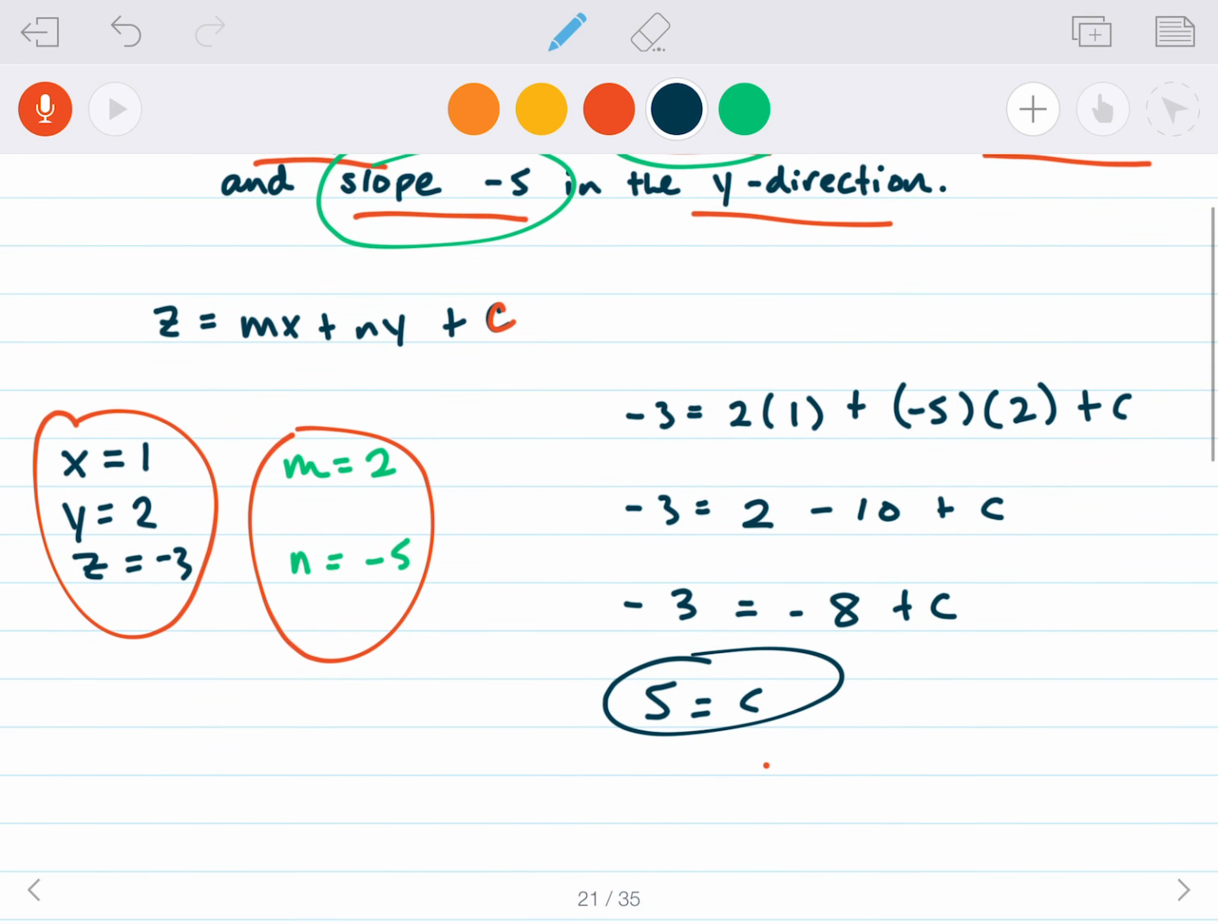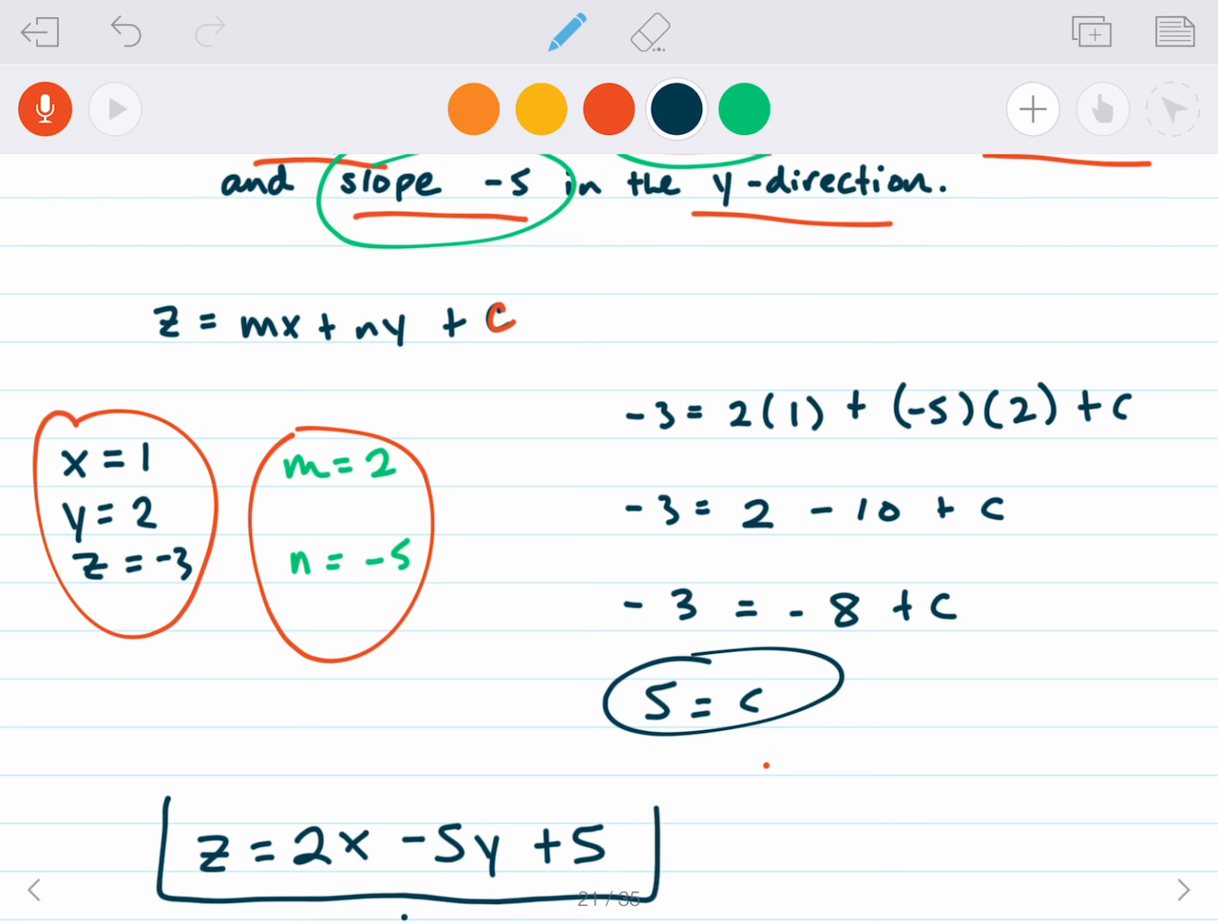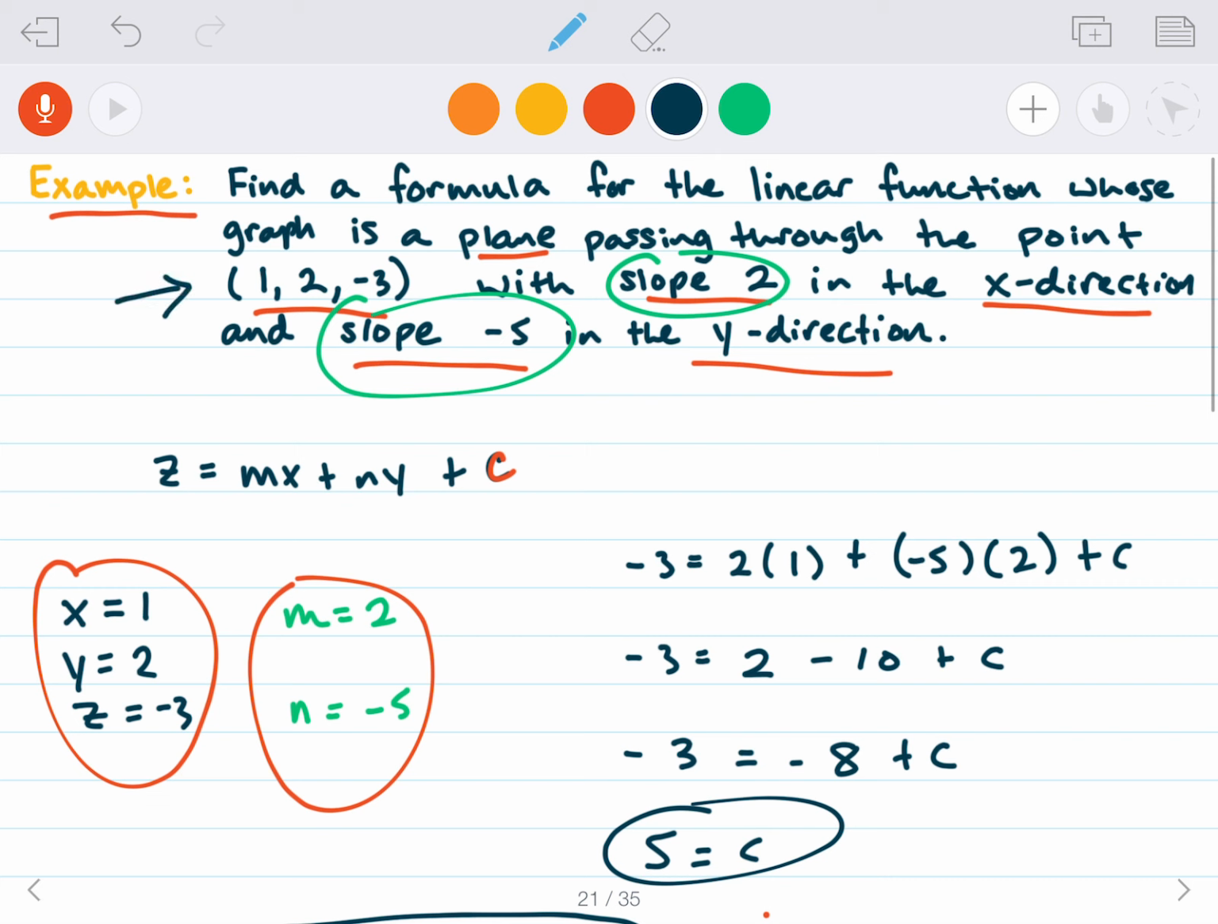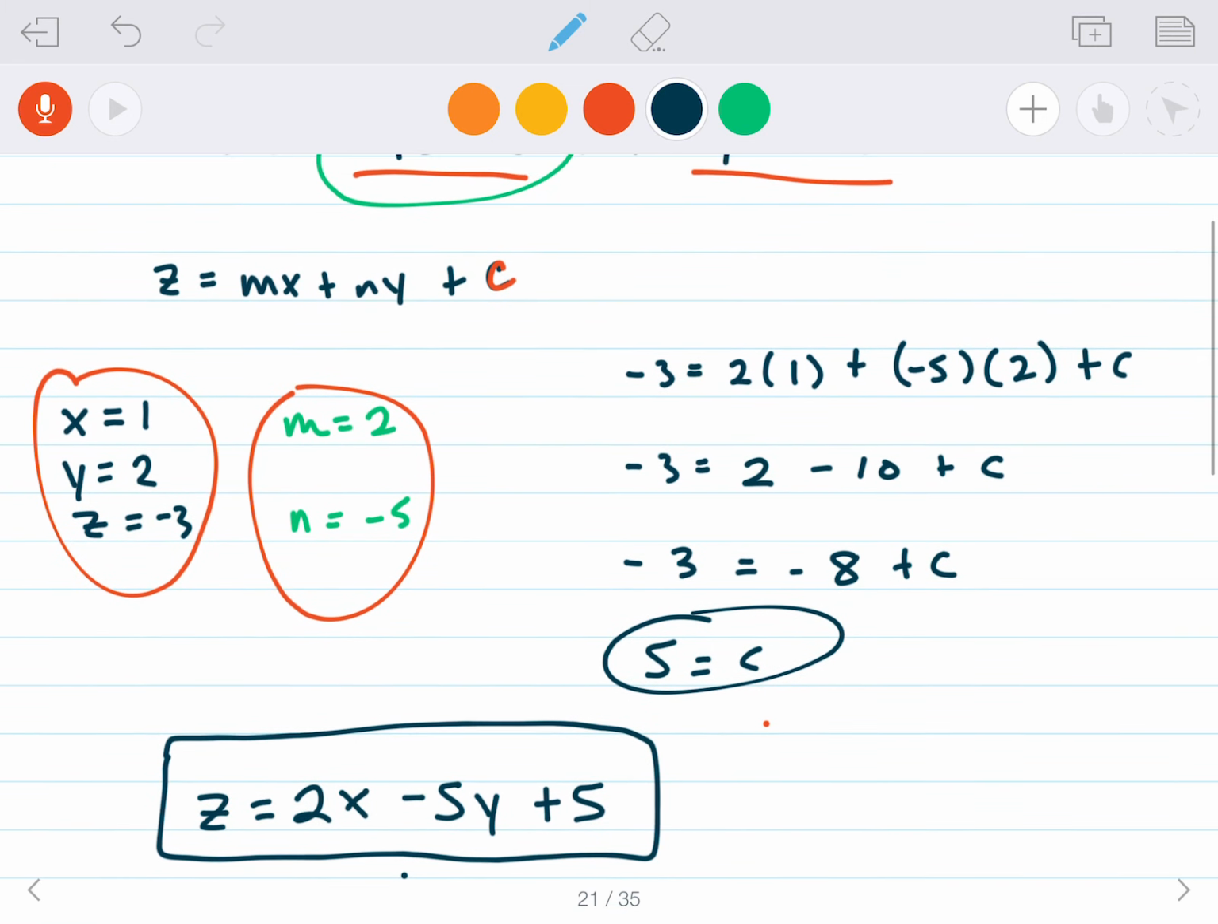Now that we have that, we can replace m, n, and c and leave our x, y, z variables alone so that we can create a function. Our function is going to be z equals m x plus n times y plus c. So this is our linear function right here. It passes through the point 1, 2, negative 3. It has a slope of 2 in the x direction and a slope of negative 5 in the y direction.